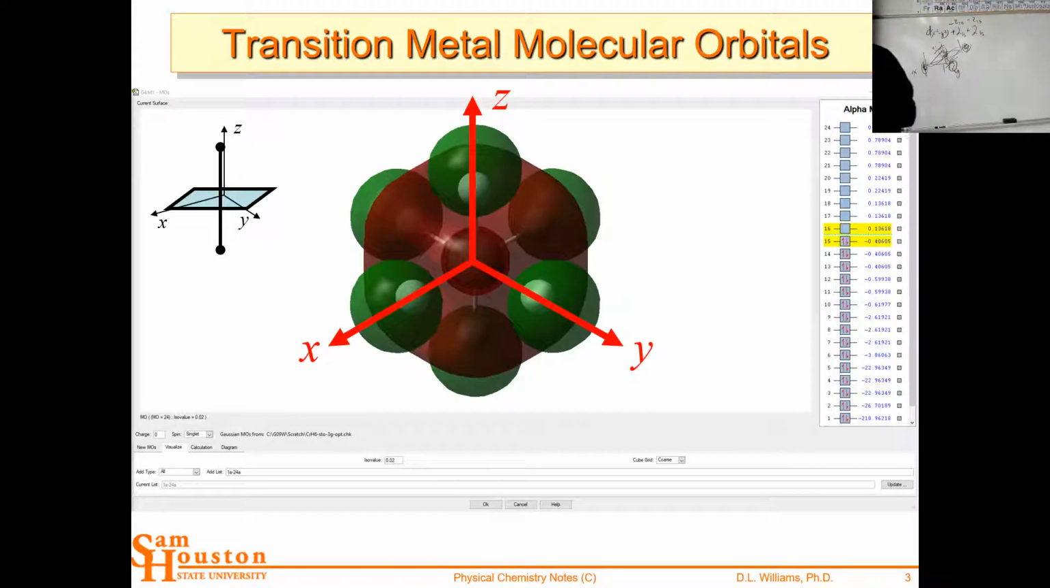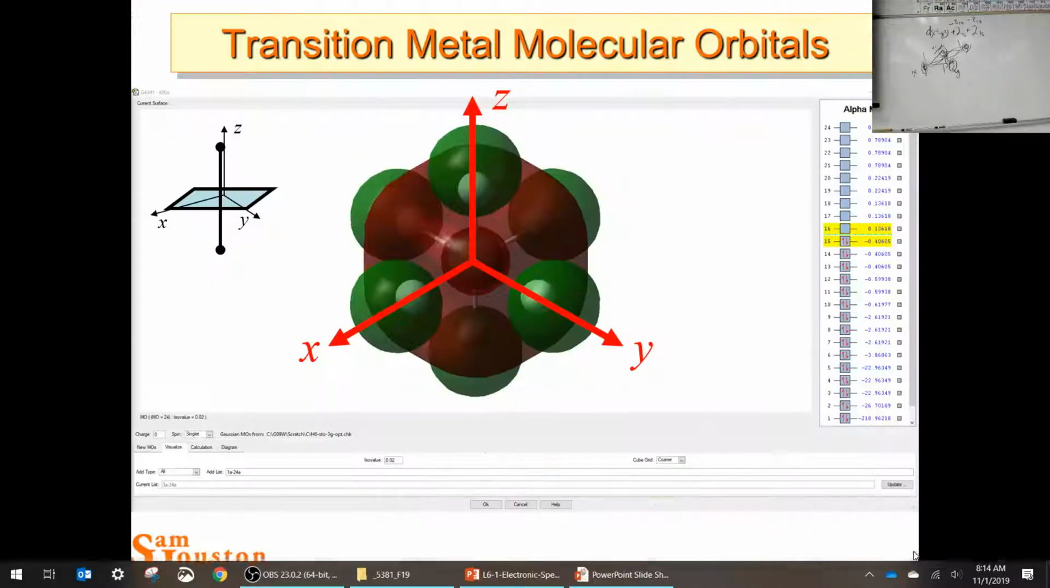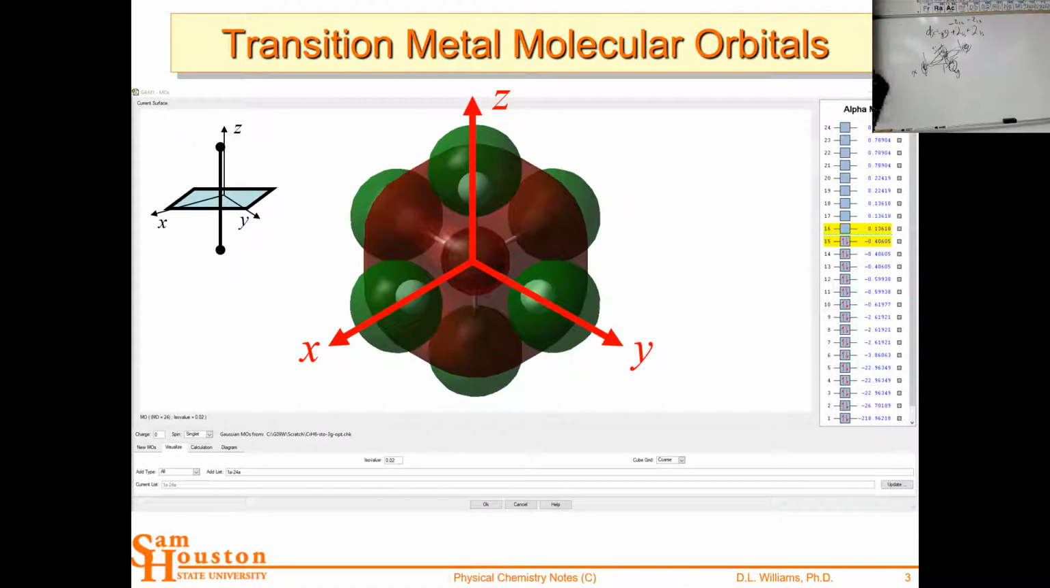This is our chromium, and we've put 6 hydrogens around it. Let me just check the video and make sure we're capturing it. Yes. Okay. And so in Gaussian, we can run this chromium hexahydride, if you will, put 6 hydrogens around it, and we can have Gaussian generate all the molecular orbitals.